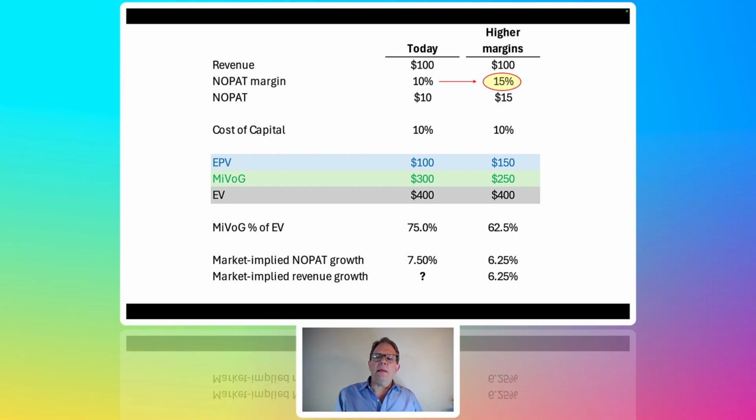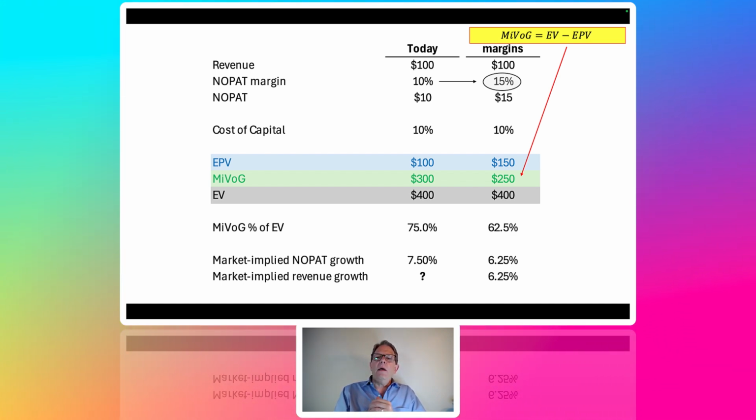And what we can calculate is, guess what? That the market implied revenue growth is 6.25% a year, and you have a 50% increase in the margin expansion from 10 to 15%. Let me just show you, walk through it. Because I have the higher NOPAT, that earnings power value goes from 100 million to 150 million. I hold the EV constant, and then my market implied value of growth is 250 rather than 300. That $50 million difference shifted from the market implied value of growth to the earnings power value.